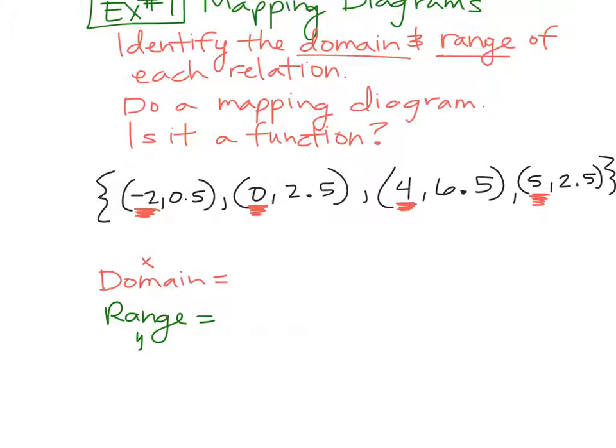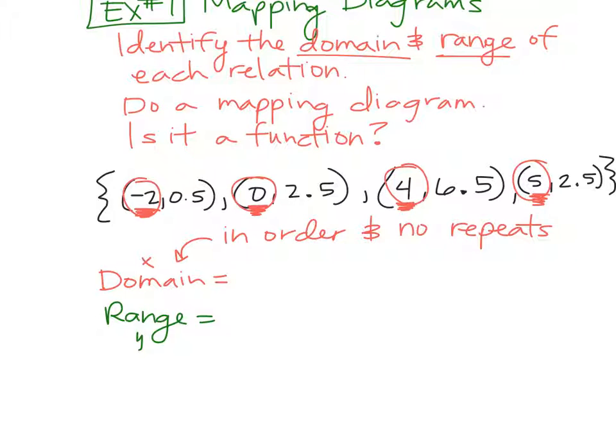Okay, here's the rule. When you set up your domain, you have to go in order, in numerical order, and there are no repeats. So if there were two 4s, you would not write two 4s. You would write one 4, okay? So if I take these numbers and I do that, here's how you're going to write it. You do your brackets, okay, and then you just list them in order with no repeats. So what's the smallest x value?